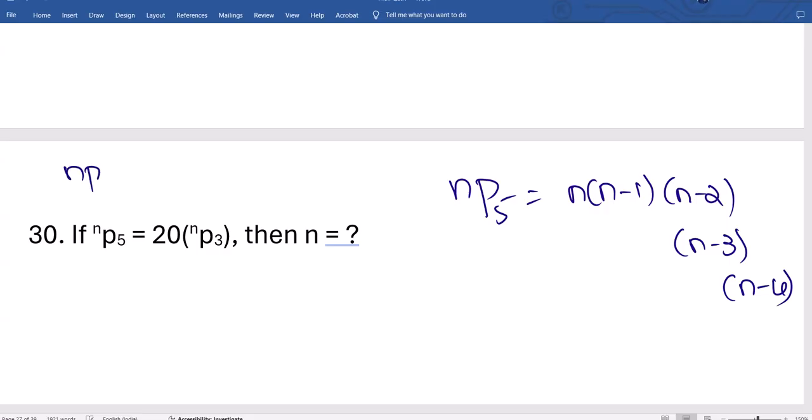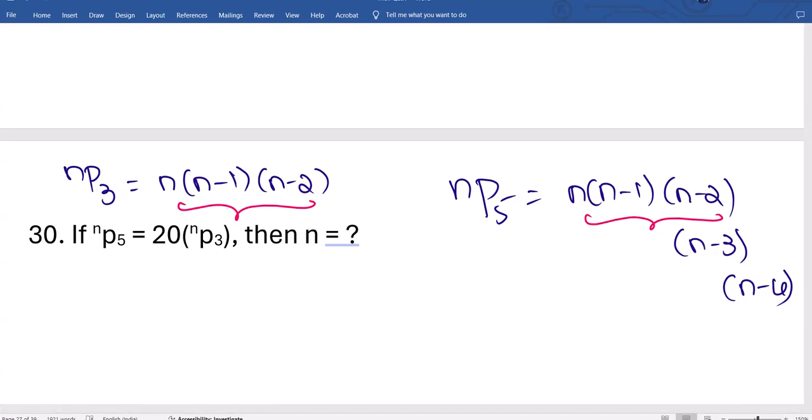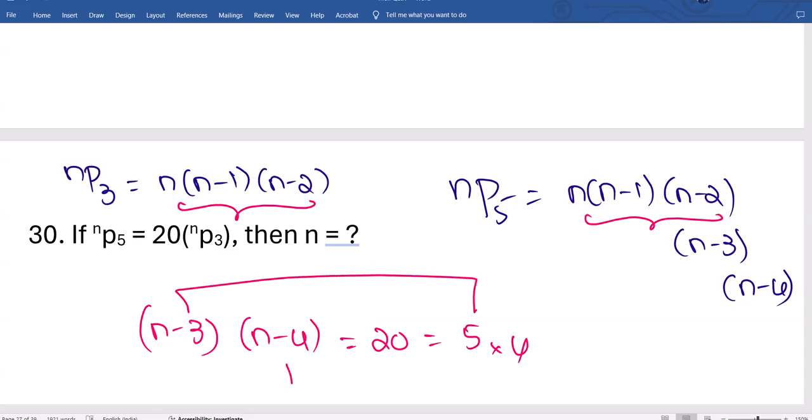NP3 is 3 terms from N. Now, when you go to this side and that side, these 3 terms are common, they will get cancelled. What is left over is n minus 3 into n minus 4 is 20. 20 can be written as 5 into 4. N minus 3 is 5, so N equal to 8. Or n minus 4 equal to 4, N equal to 8 is the answer.